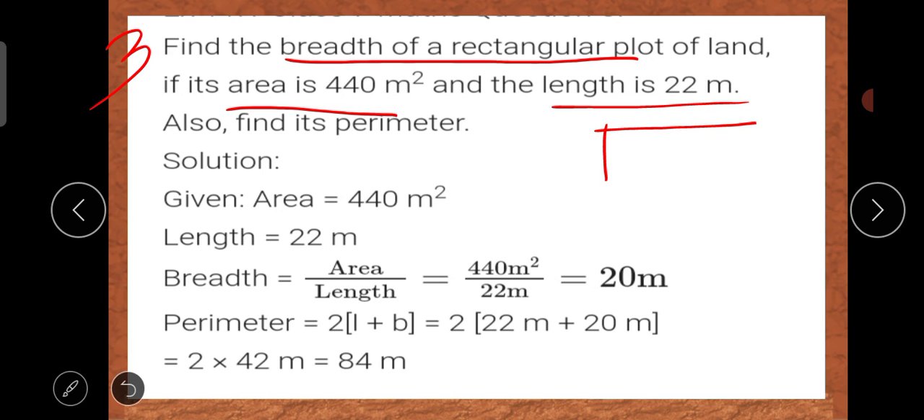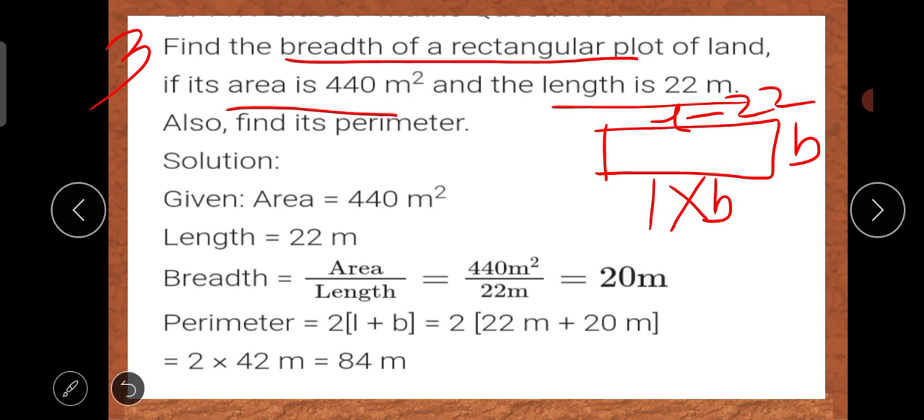So this is a rectangular plot, where L is 22 meter and breadth we don't know. Total area, we know that when we multiply length into breadth, it is 440. So it is very easy. Area is divided by length, so 440 divided by 22 meter, we will get 20 meter, that is the breadth.